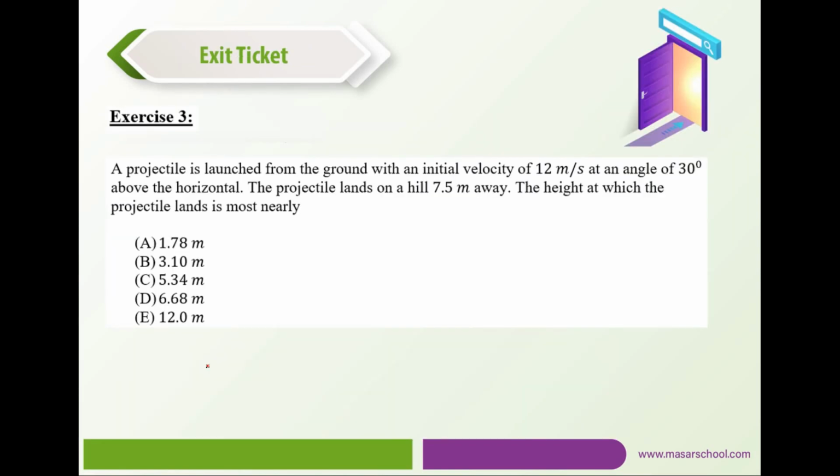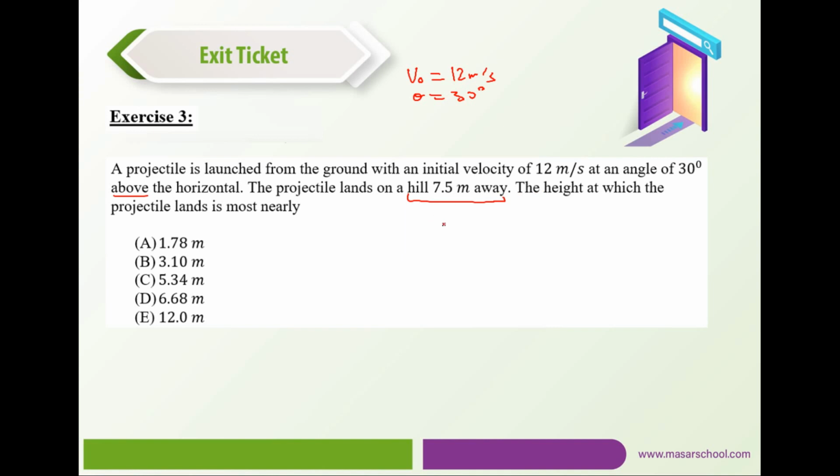Exercise 3, which is the last exercise of today's video, as an exit ticket. A projectile is launched from the ground with an initial velocity of 12 meters per second. Let me write it down. The initial velocity is 12 meters per second at an angle theta equal to 30 degrees above the horizontal. This is important for the sketch because we know that we can launch the projectile in two manners, either above or below the horizontal. The projectile lands on a hill 7.5 meters away. The height at which the projectile lands is most nearly, so we're interested in determining the height.